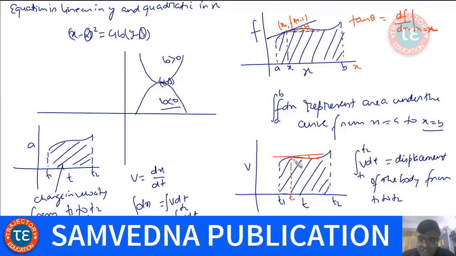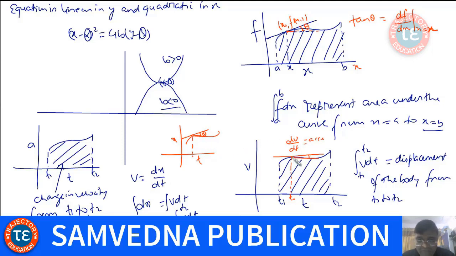Slope of the tangent, here it will not give you velocity, here it will give you acceleration, because slope of the tangent will give you, here y is v, dv by dt, so that will give you acceleration. If it is a distance by time graph, then if you take a tangent, the slope of this tangent will give you the velocity.